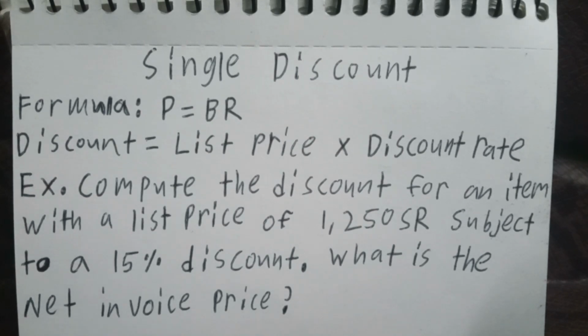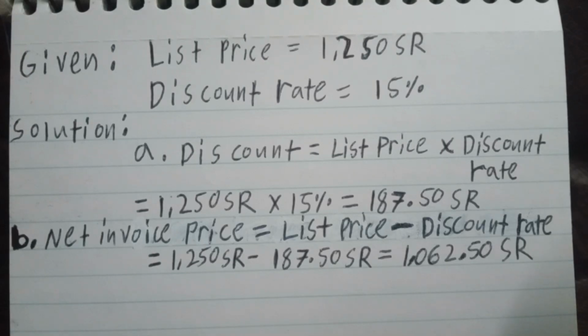rate. So for example, compute the discount for an item with a list price of 1,250 riyals subject to a 15% discount. What is the net invoice price? So let's start first with our given. List price equals 1,250 riyals. Discount rate equals 15%. And for our solution, we have discount equals list price times discount rate.